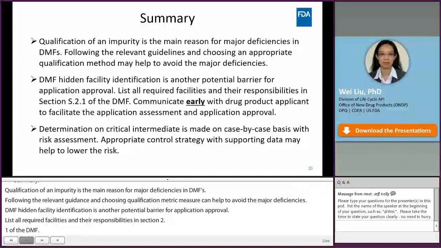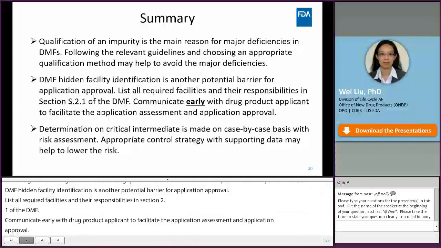Determination on critical intermediate is made on a case-by-case basis with risk assessment. Appropriate control strategy with supporting data may help to lower the risk.